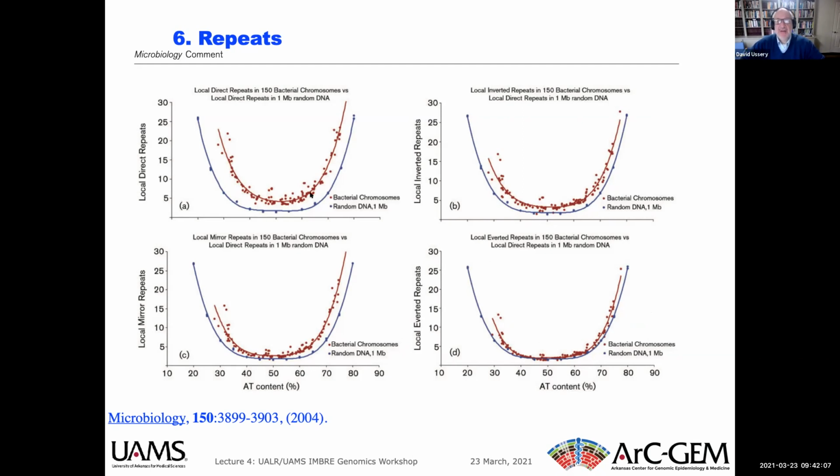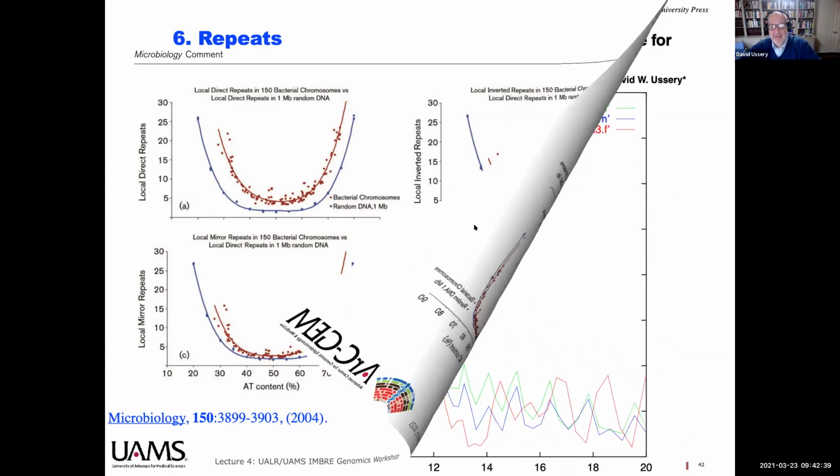So these are looking at different types of repeats. The direct repeats are basically going the same direction on top of each other. Inverted repeats are on the opposite strand. So if one's going this way, the other is going to be going like that on the other strand. And mirror repeats are on the same strand, just flipped. And everted repeats are going to be like that on the other strand. Anyway, there's 4 possibilities. And so you can look at these and you can look at how often they occur.